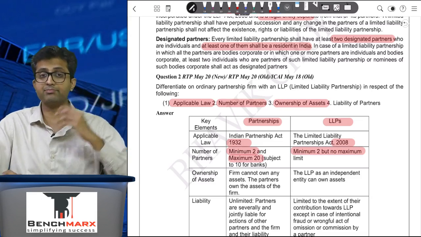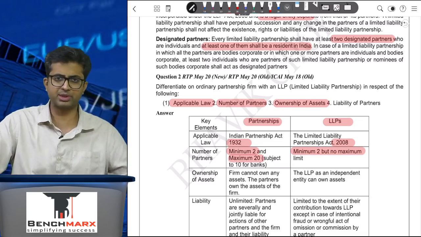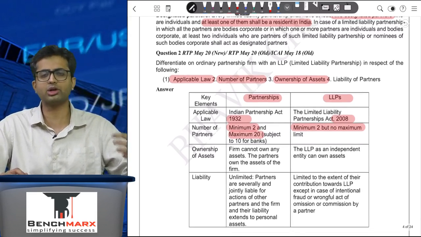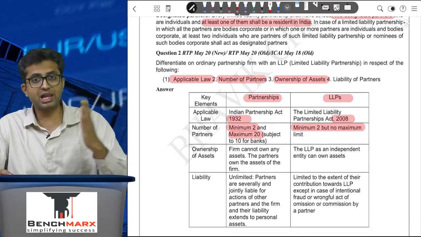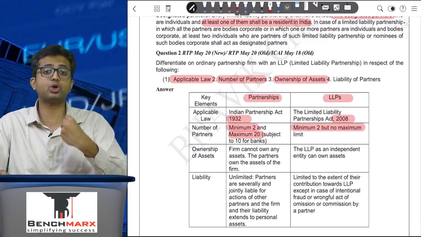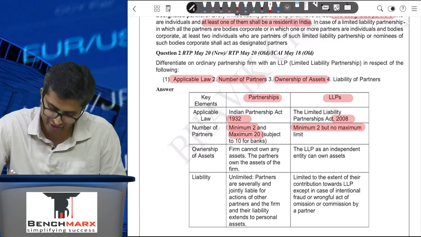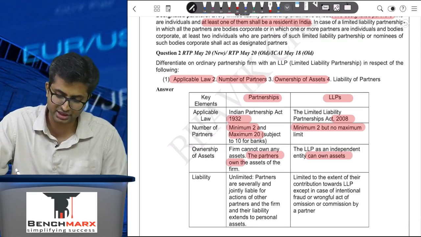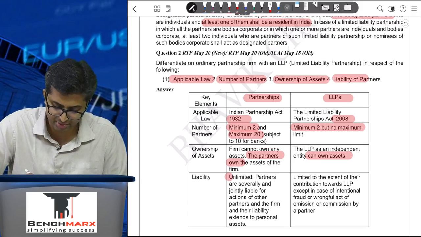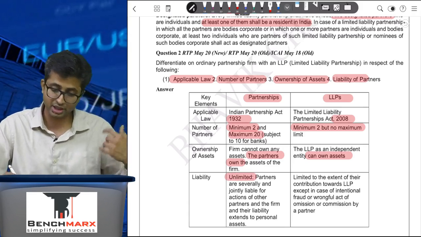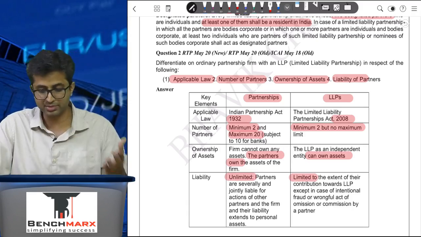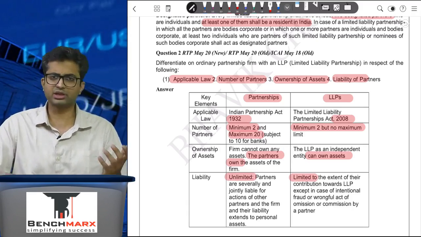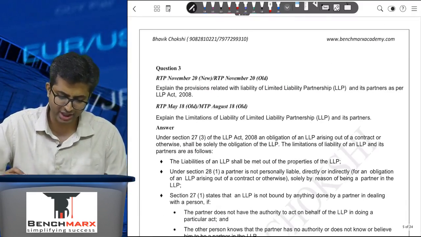Ownership of assets. So general partnership is not a separate legal entity, and hence assets are held on behalf of the partners. But LLP is a separate legal entity, and hence it owns assets in its own name. So over here, it can own assets. So over here, the partners own the assets. And lastly, the liability, as you would be aware, liability in case of a general partnership is unlimited. In case of LLP, it is limited. So these are the 4 important points. Then you go to the next question.